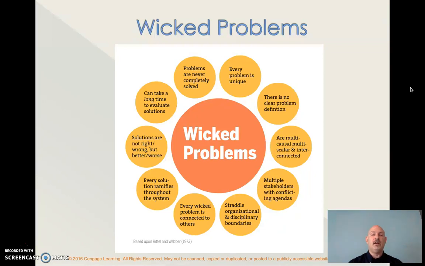Every problem is unique. There's no clear definition of what poverty means. These problems are multi-causal and multi-scalar and interconnected. There are lots of stakeholders involved. A lot of people are not happy about the idea of giving their tax dollars to somebody who isn't working for a period of time. And on and on and on it goes. So these kinds of wicked problems are more society-based, but they can occur within organizations as well.